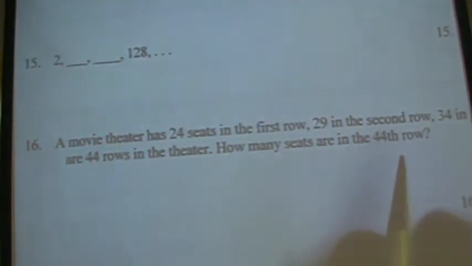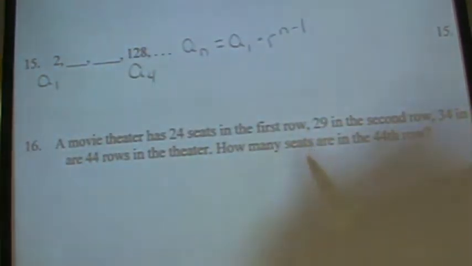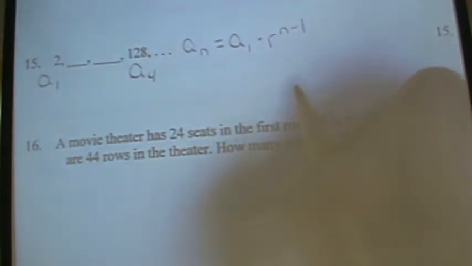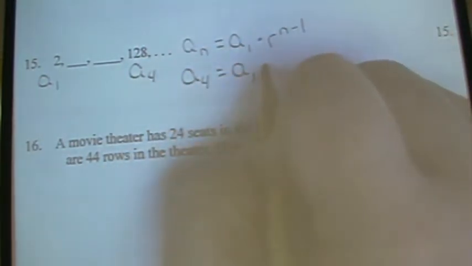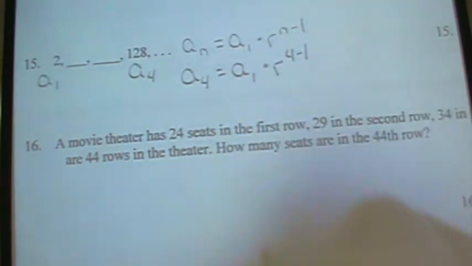For number 16, we're finding the two middle terms. This is when we're going to use our explicit formula again for a geometric sequence. So we have an equals a1 times r to the n minus 1. Plugging in again the values that we know, we have a1 and we have a4. We're looking for a2 and a3. So we have to find our r value, that common ratio. We're going to set an equal to a4. That's going to equal our a1 value times r to the 4 minus 1 power.